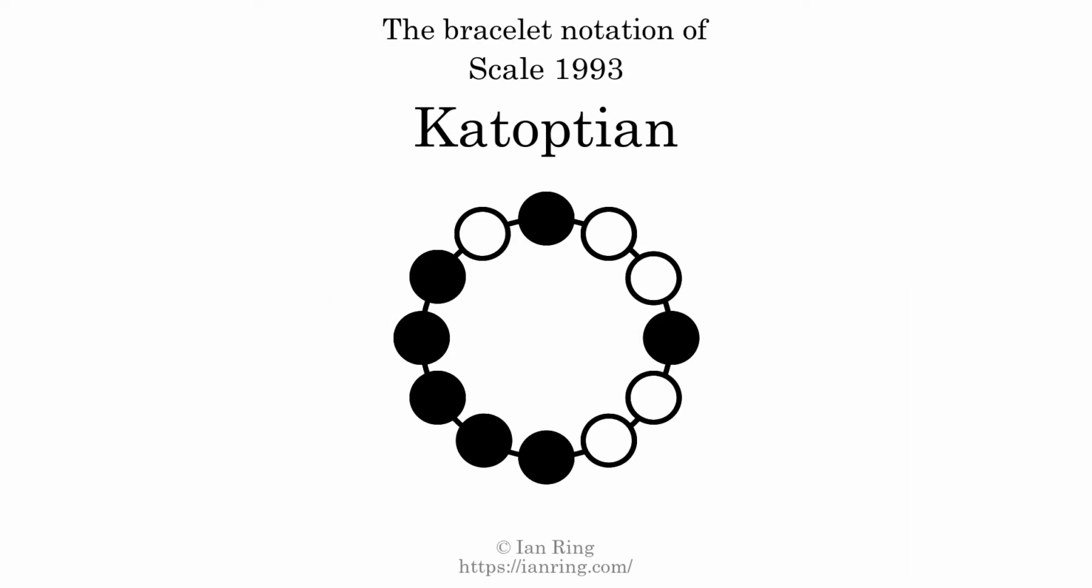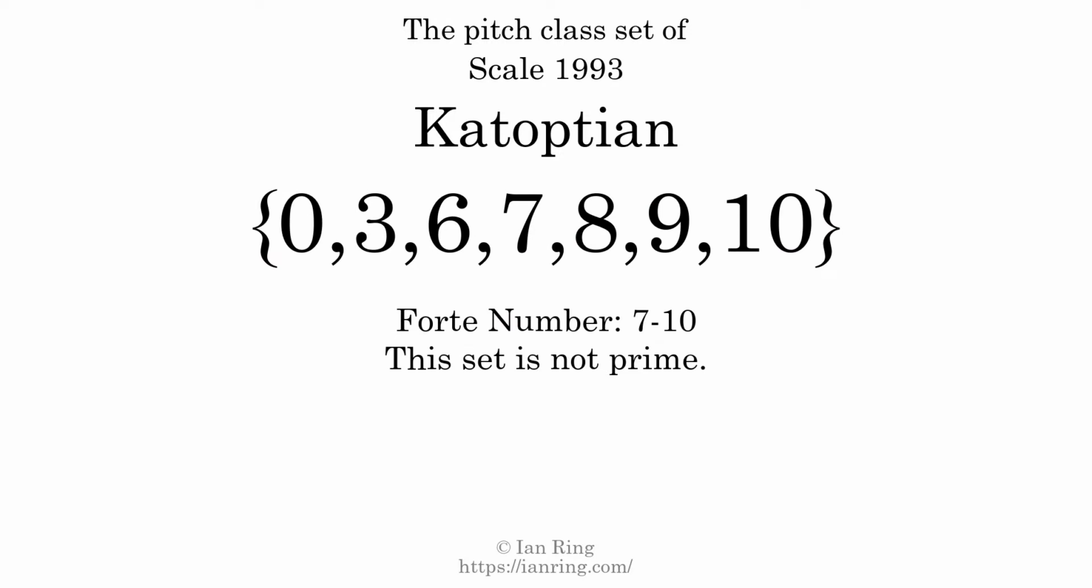This is a bracelet notation diagram of scale 1993. The shaded circles represent tones that appear in the scale, and they are read clockwise, starting at the top. The pitch class set for this scale is 0, 3, 6, 7, 8, 9, 10. The forte class is 7, 10. This set is not prime.